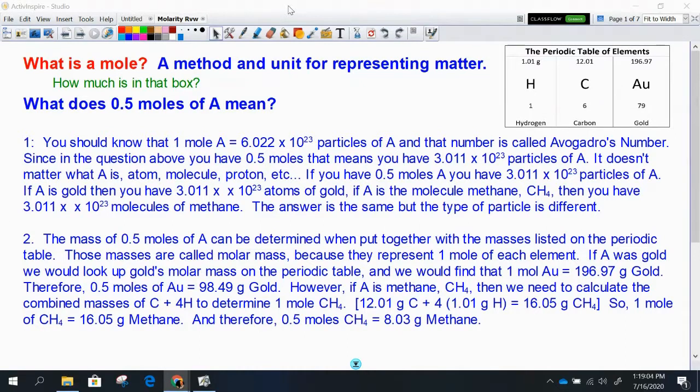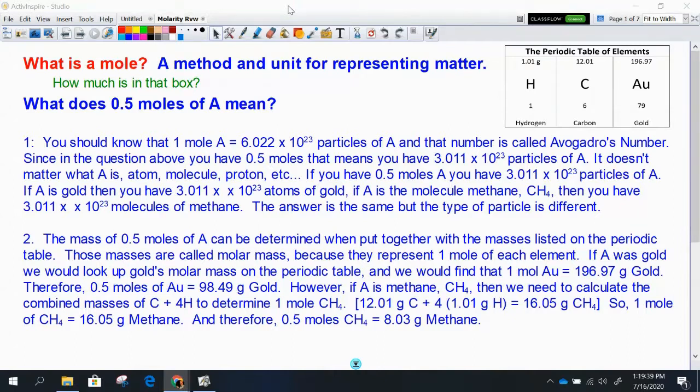and therefore the mole is a common substitute for that value. So if you have a half a mole of A, you have a half of 6.022. A half of 6, of course, is 3. So you have 3 times 10 to the 23rd particles of whatever the substance is. So I'm going to roll through two scenarios. What if A is gold and what if A is methane? Well, if A is gold, then you have 3.011 times 10 to the 23rd gold atoms because there's only one type of particle in a sample of gold, and those are atoms of gold.